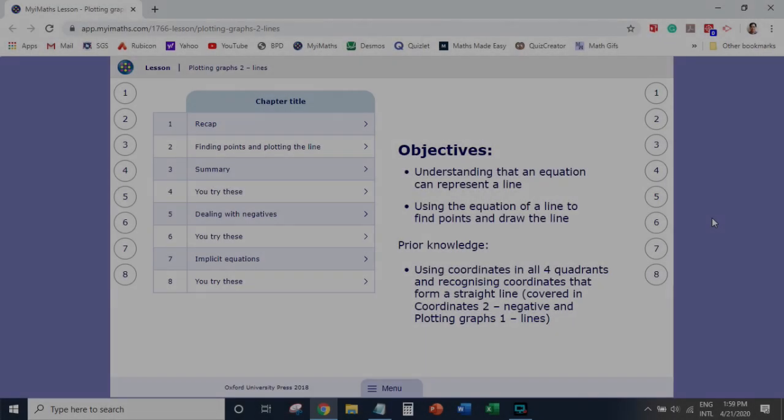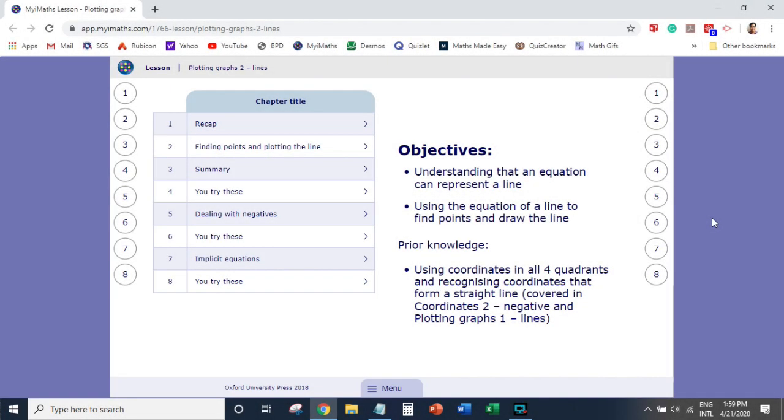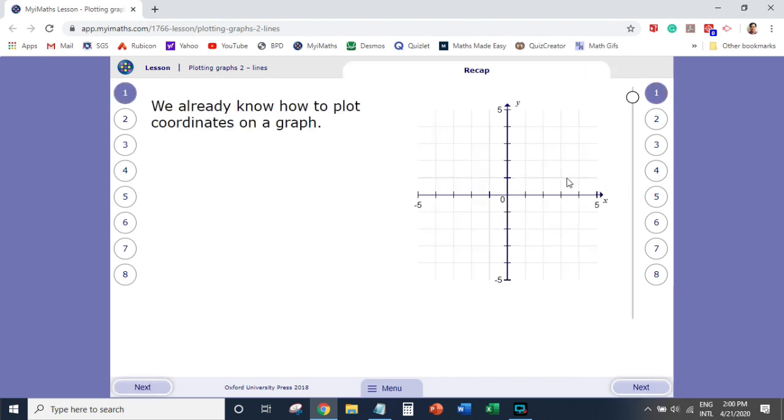Hello, this is the lesson about plotting graphs part 2 about lines, or we can just say plotting linear graphs part 2. The objective of this lesson is to understand that an equation can represent a line and use the equation of a line to find points and draw the line. Here we have this coordinate plane.